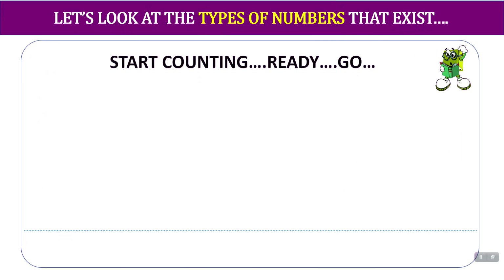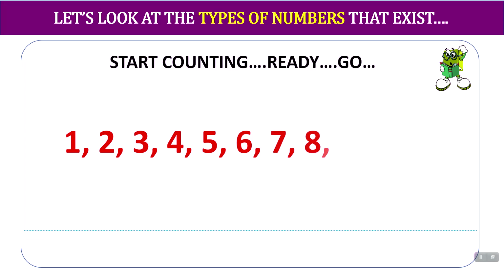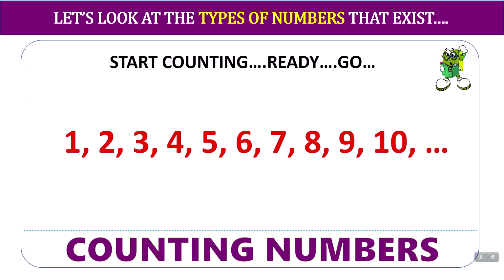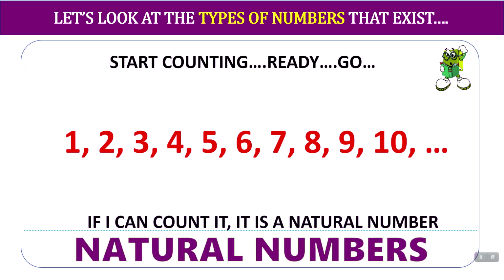Okay, start counting. Ready? Go. You probably started off by saying 1, 2, 3, 4, 5, and so on. You kept counting the numbers one after the other. These counting numbers are also known as natural numbers. If I can count it, it is a natural number.